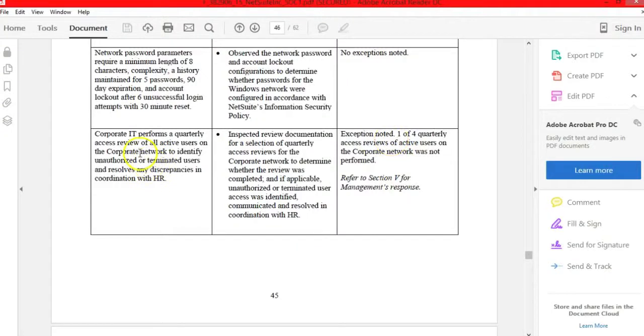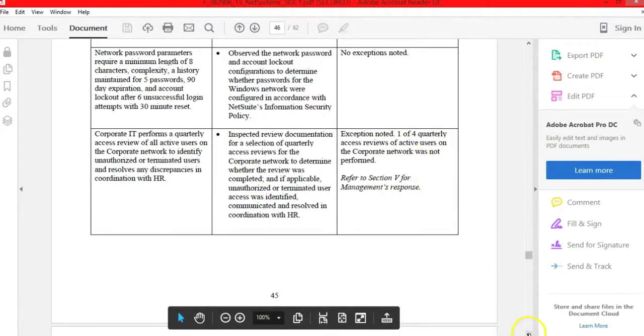It says that on a quarterly basis, IT will review the list of active users and make sure that any unauthorized or terminated employees or users are off the system. If you notice, this is a detective control. The first exception we had is more of a preventive control. When someone leaves the company, you prevent them from coming back into the system and maybe making an error or maliciously doing something, by locking them out. If you don't do that, then on a quarterly basis you can detect that maybe you forgot. In this case, it was noted that 1 of the 4 quarterly reviews didn't happen.